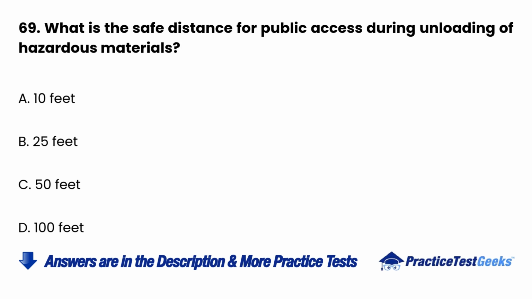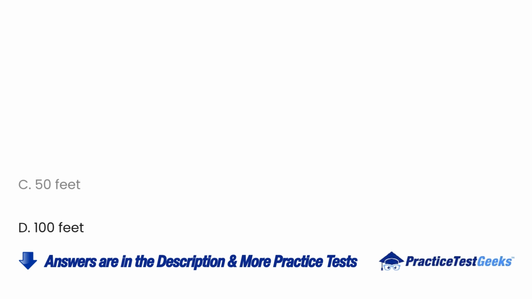69. What is the safe distance for public access during unloading of hazardous materials? A. 10 feet. B. 25 feet. C. 50 feet. D. 100 feet.